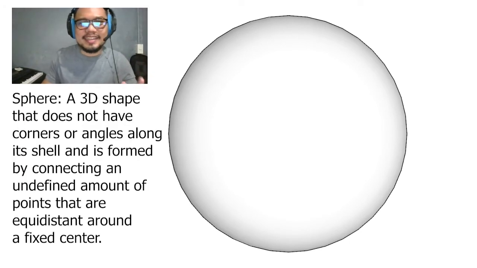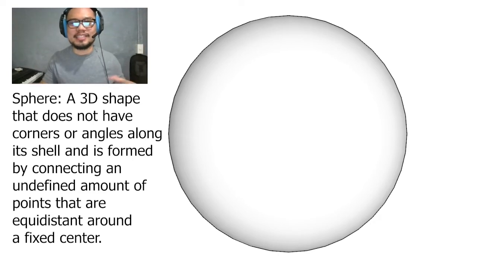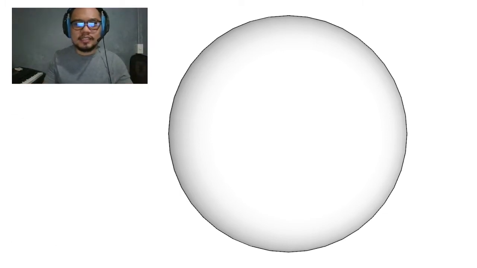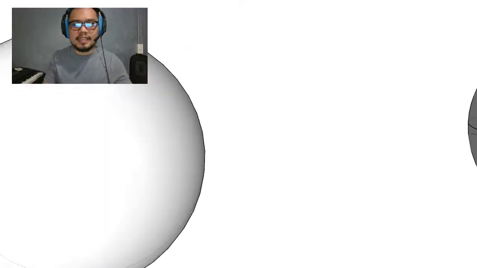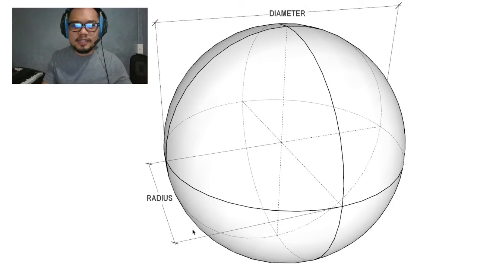A sphere is a 3D shape that has a surface that is formed by an indefinite amount of points, creating a round shell, and all of these points are equidistant to a central point. So as you can see here on the screen, we have what is called a sphere. The sphere also consists of the radius and the diameter.